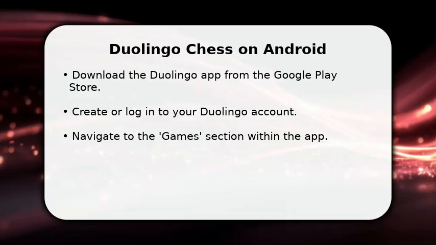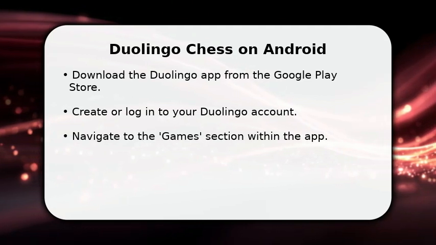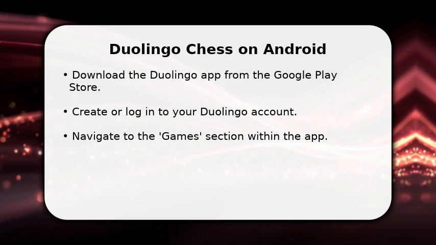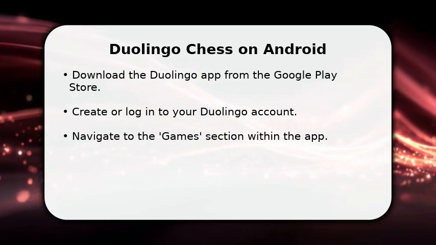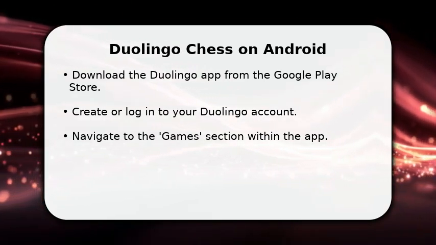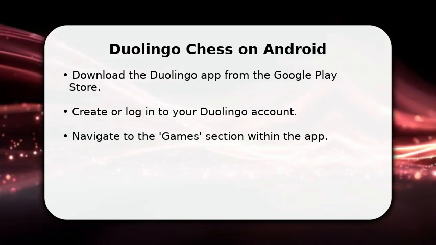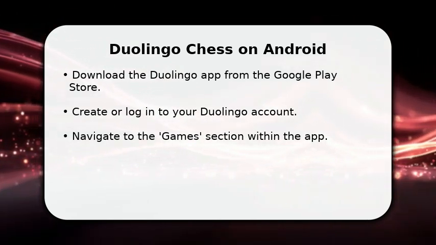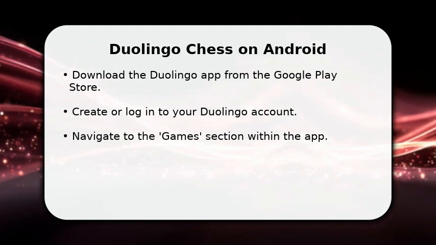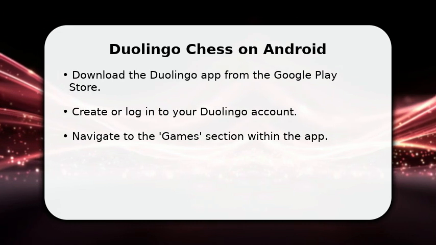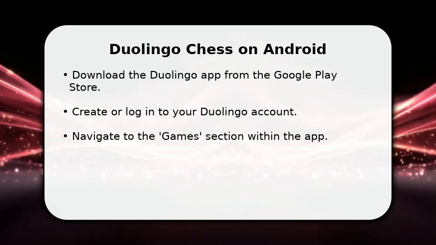In this video, I will explain how to play Duolingo chess. To begin, first download the Duolingo application from your Android device's Google Play Store. Once installed, either create a new account or log in to your existing one. Then, navigate to the dedicated Games section within the app. From there, simply select Chess to launch the game and start your first match. It's a straightforward process to get started.